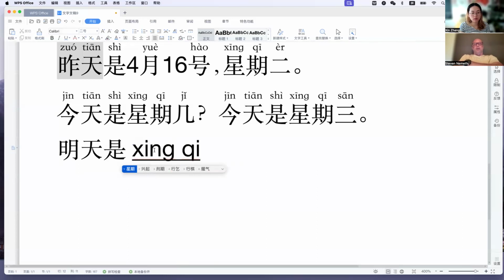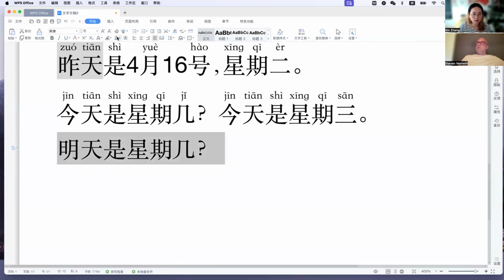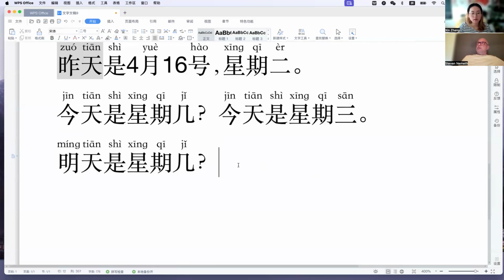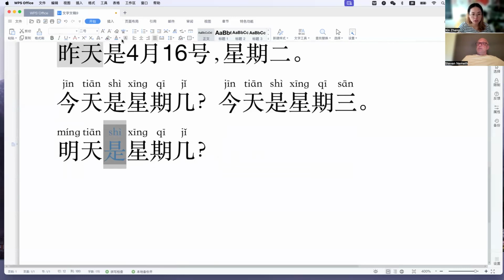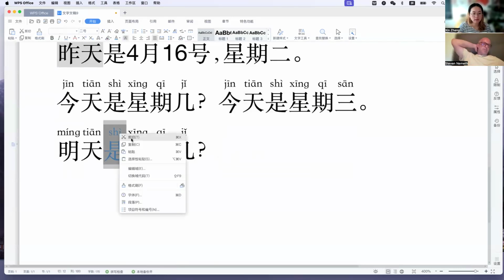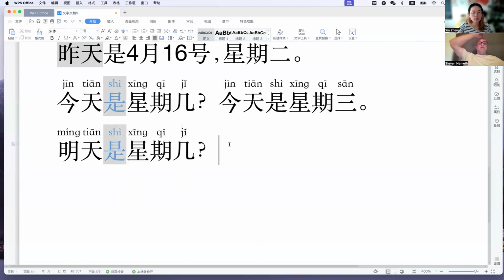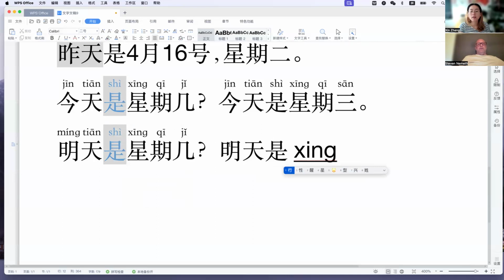明天是几月几号星期几? Only weekdays. Only for Thursday, the question is only for Thursday. So okay, Ming Tian Ji, Xing Chi Ji. 明天是星期几? Okay, how to answer this question? Ming Tian Shu, tomorrow, so 星期四.